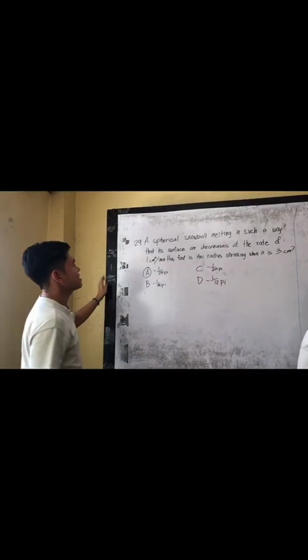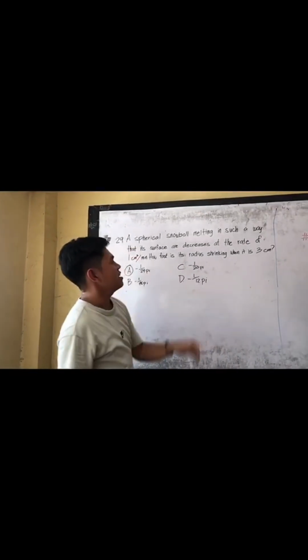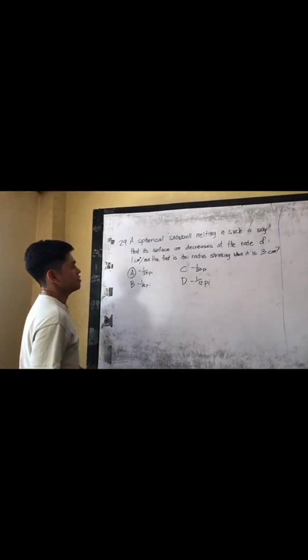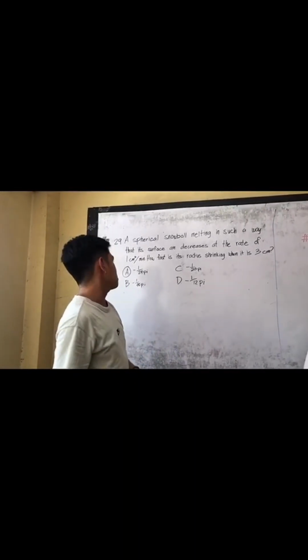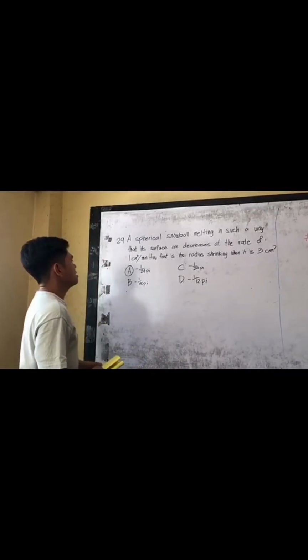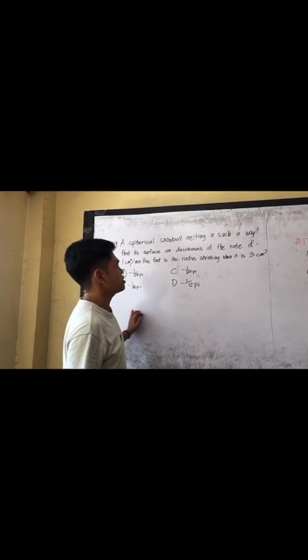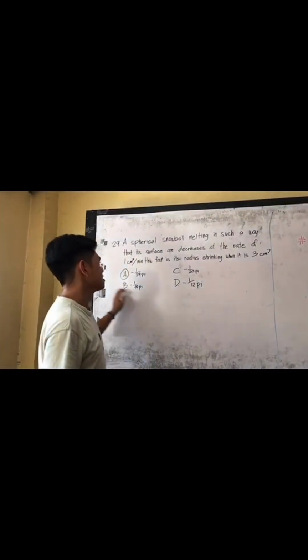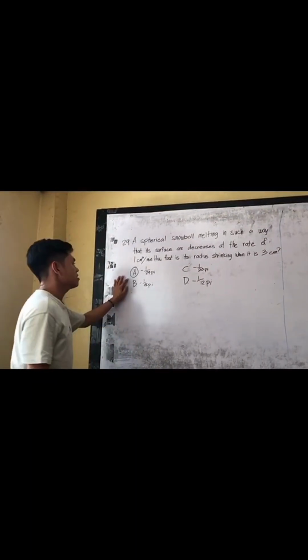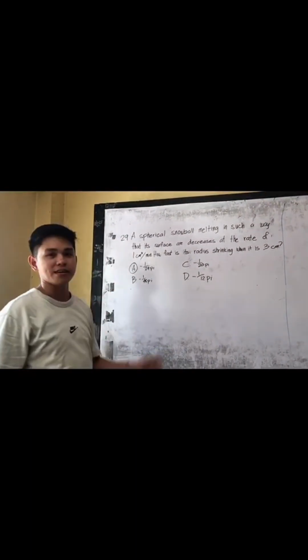Number 29. A spherical snowball is melting in such a way that its surface decreases at the rate of 1 cubic centimeter per minute. How fast is its radius shrinking when it is 3 centimeters? The answer is A. Negative 1 over 24.5.